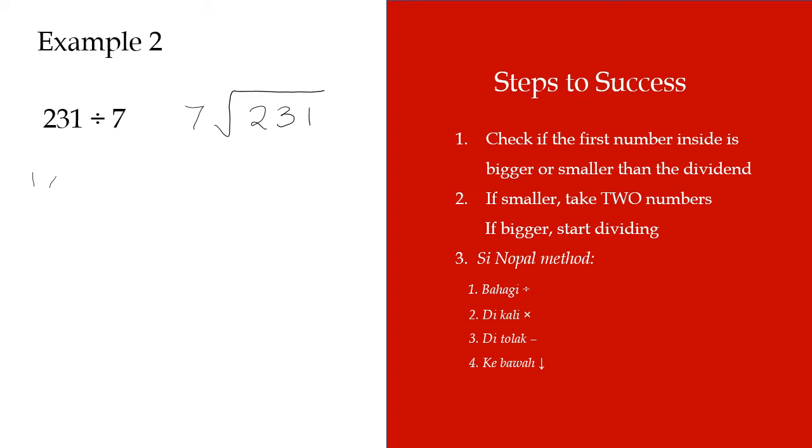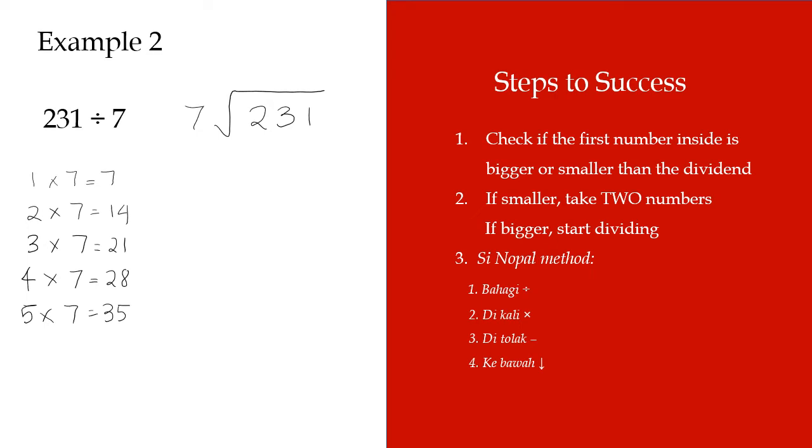So let's start. 1 times 7 gives us 7. 2 times 7 gives us 14. 3 times 7 is 21. 4 times 7 is 28. 5 times 7 is 35. So I guess it's pretty good.